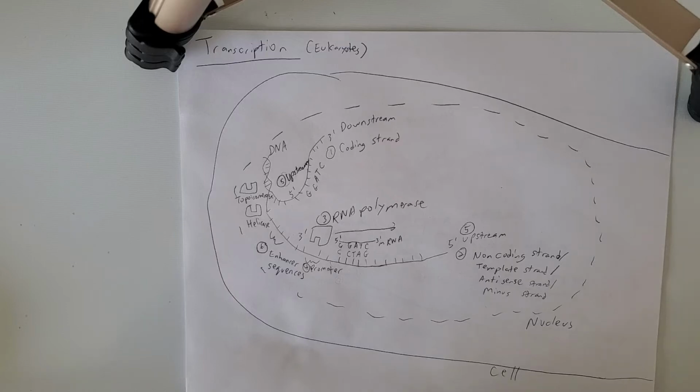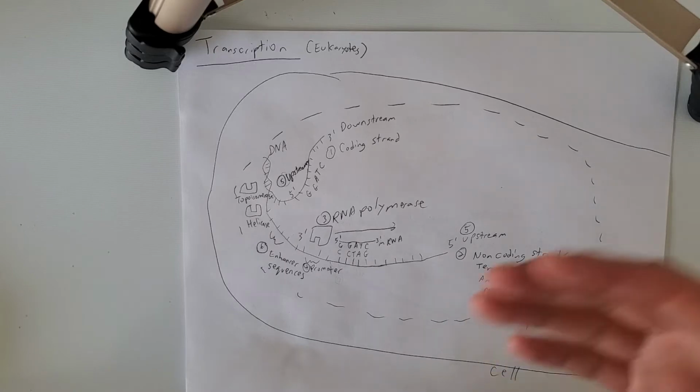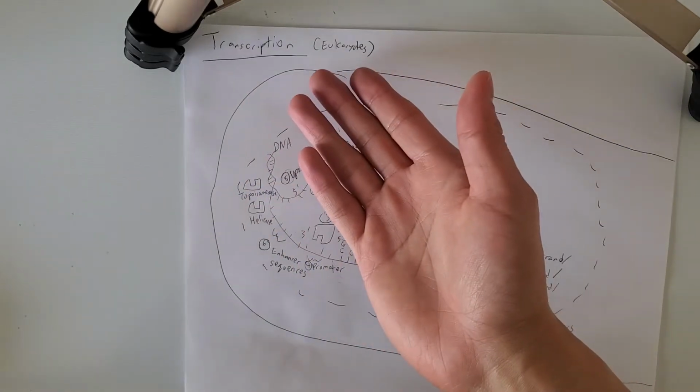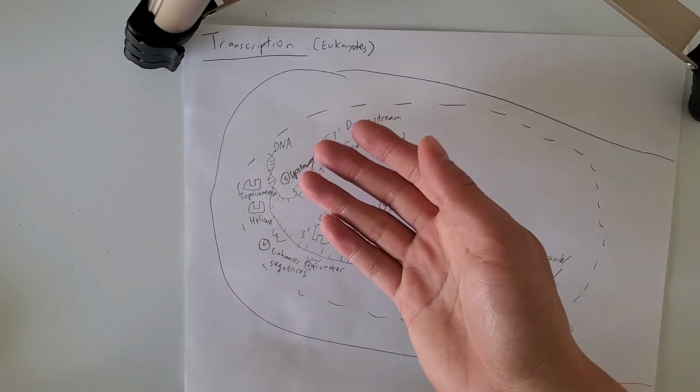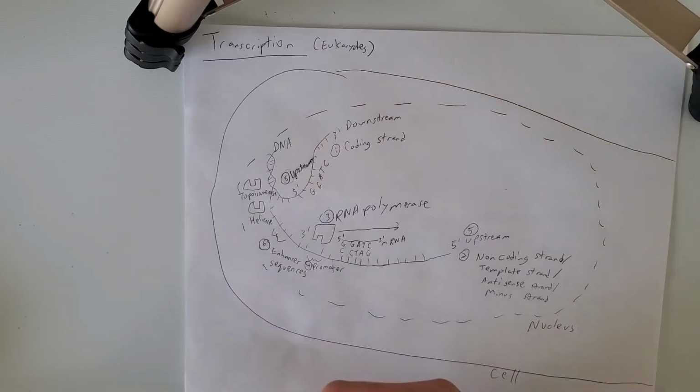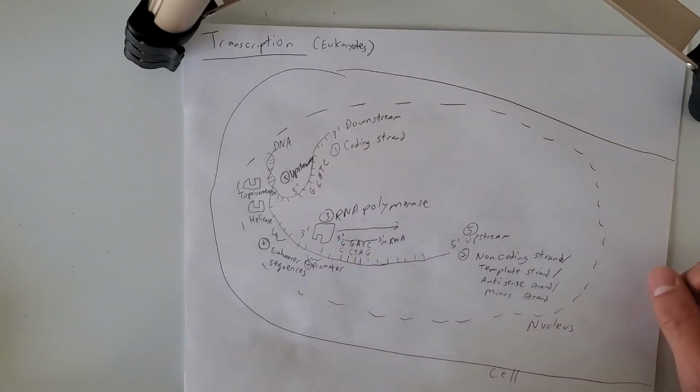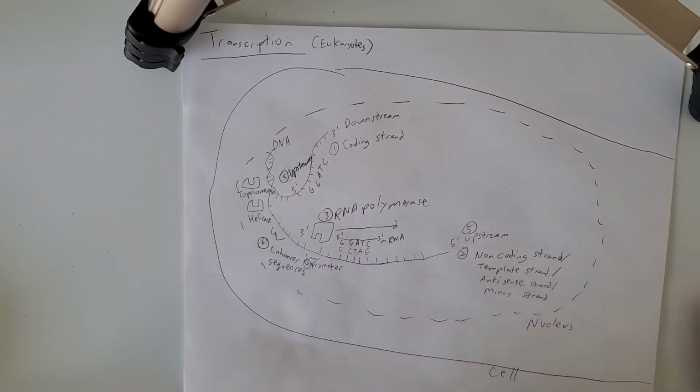So the very first step of gene expression, in order to use a gene's instructions and then make a protein, is transcription. Transcription has two differences in eukaryotes versus in prokaryotes, and we're going to see how it's different in a second. So transcription in eukaryotes, we have the coding strand, and then we have the non-coding strand.